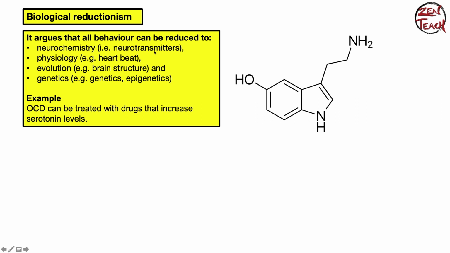So neurotransmitters like serotonin, physiology like a heartbeat, for example, evolutionary factors like the anatomy of your body or your brain that allows you to think or act in a certain way, genetics, so what kind of genes do you carry that make you act in a certain way, okay? And so the practical example is the treatment of OCD with serotonin.